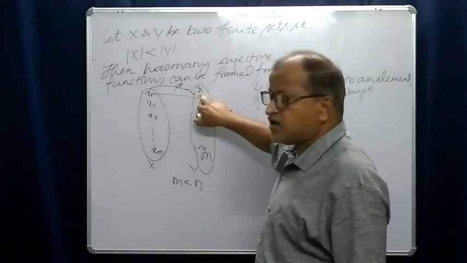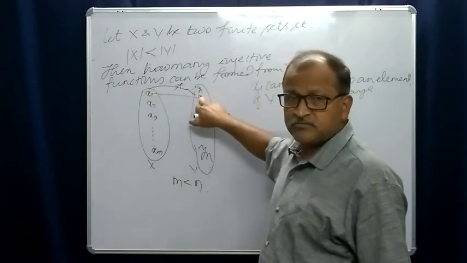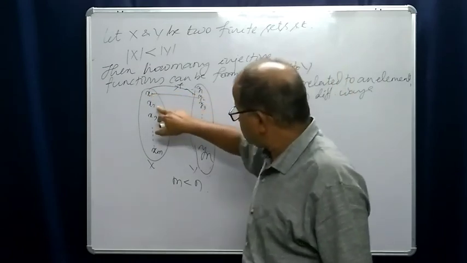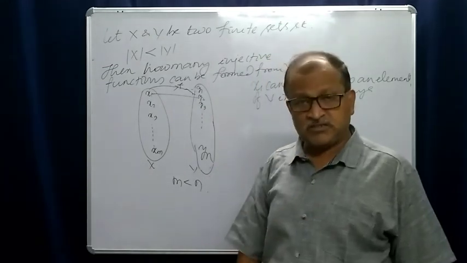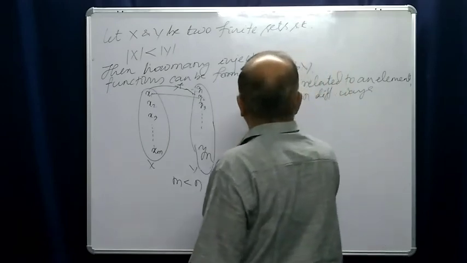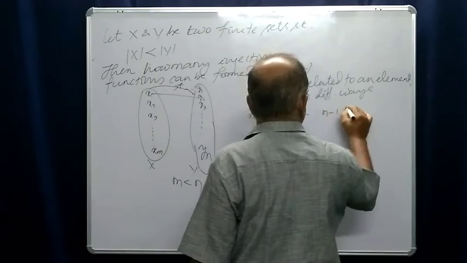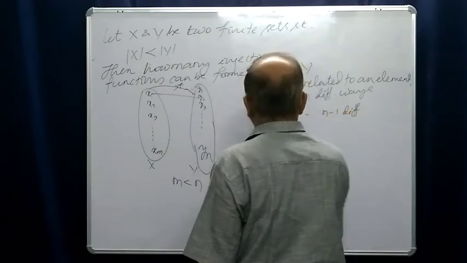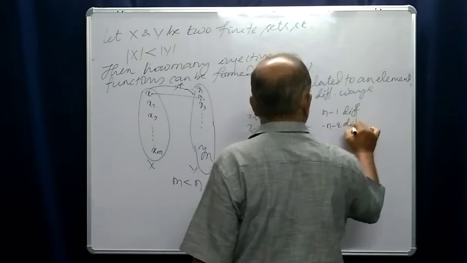x2 cannot be related to y2. Why? Because x1 is related to that. So for x2, there are n minus 1 number of elements. That is, x2 can be related in n minus 1 different ways, right? Similarly, x3 in n minus 2 different ways.